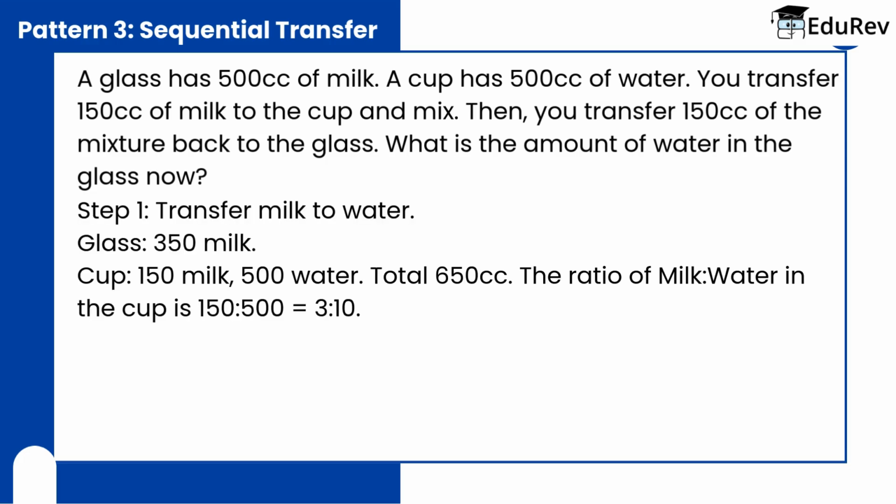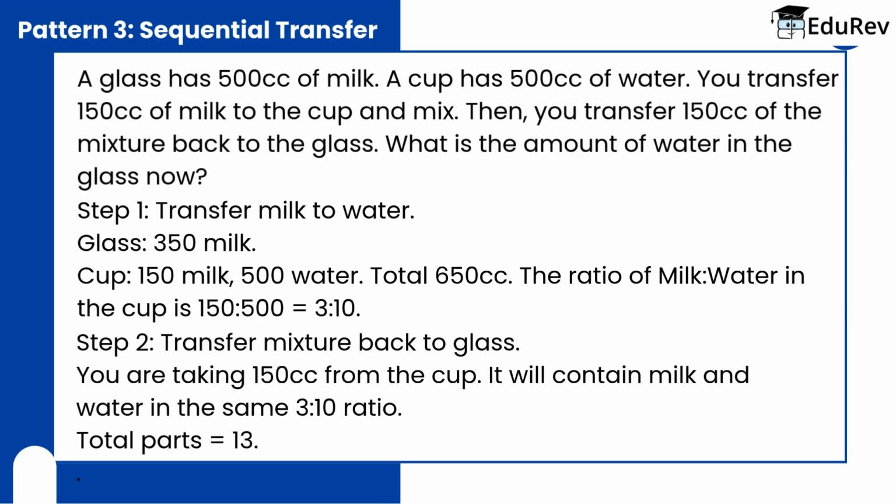The solution is, step 1. Transfer milk to water. Glass, 350 milk. Cup, 150 milk, 500 water. Total 650 cubic centimeters. The ratio of milk to water in the cup is 150 to 500 equals 3 to 10. Step 2. Transfer mixture back to glass. You are taking 150 cubic centimeters from the cup. It will contain milk and water in the same 3 to 10 ratio.